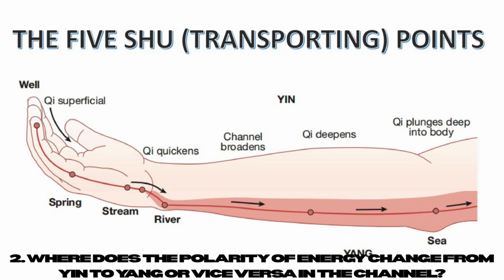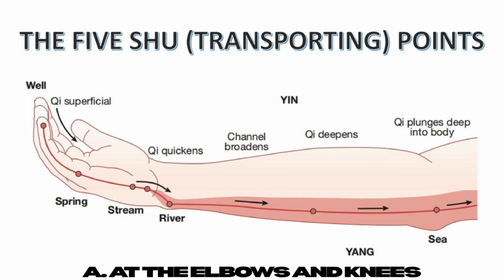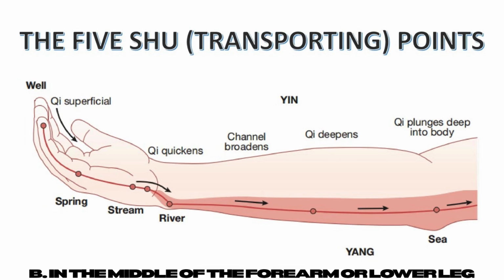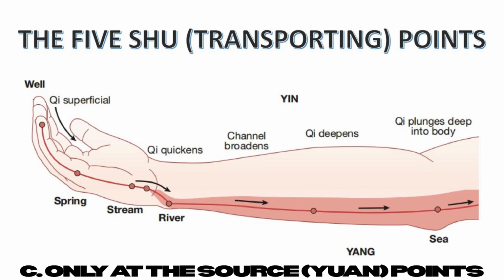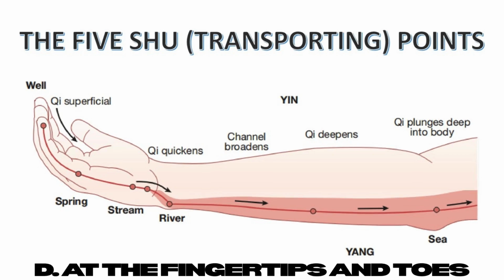Question 2. Where does the polarity of energy change from yin to yang or vice versa in the channel? A. At the elbows and knees. B. In the middle of the forearm or lower leg. C. Only at the source, yuan, points. D. At the fingertips and toes.